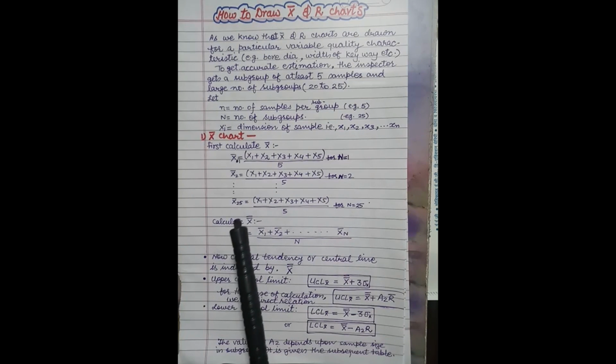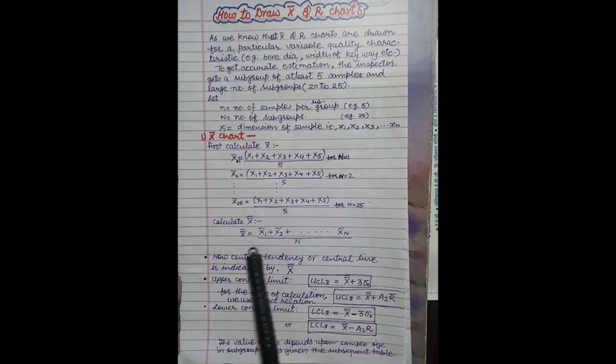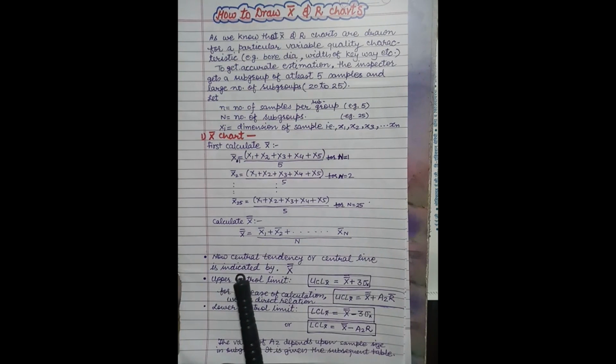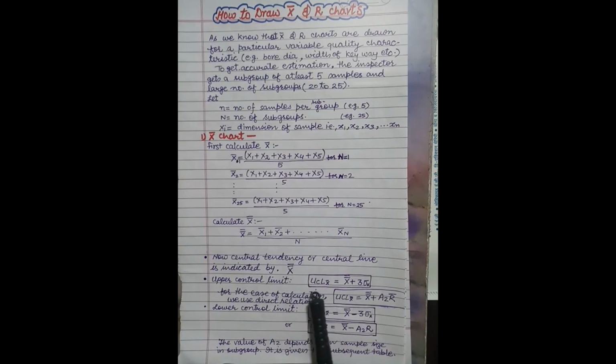Next we have to calculate X double bar, which is the average of averages. So here we use the formula x1 bar plus x2 bar and so on up to xn bar divided by capital N. So we calculate the average of averages. Now this is the central tendency or central line for the control chart X double bar. Now we have to calculate the upper control limit UCL X bar, which is X double bar plus 3 sigma.